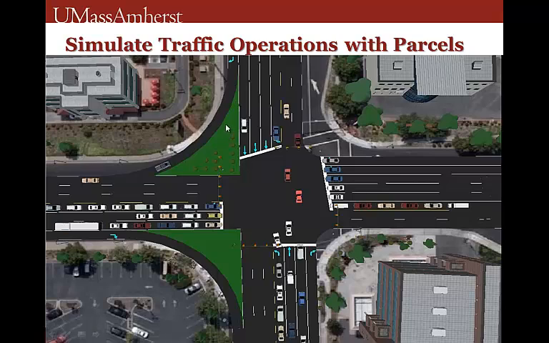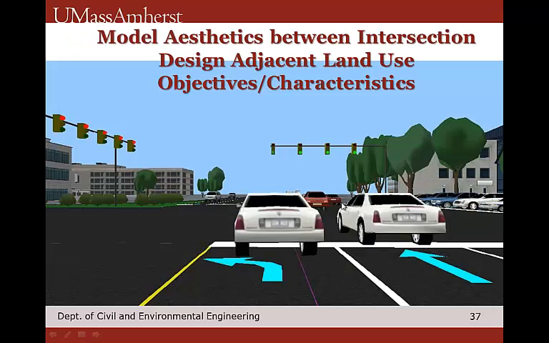And you can see the additional added green space, with maybe the right turn lane here with maybe a yield sign. And so again, you're combining traffic operations objectives with transportation planning initiatives, which is wonderful. And you can model the aesthetics between intersection design and adjacent land use objectives and characteristics. And really, we're just saying the same thing, but just trying to show you different perspectives.